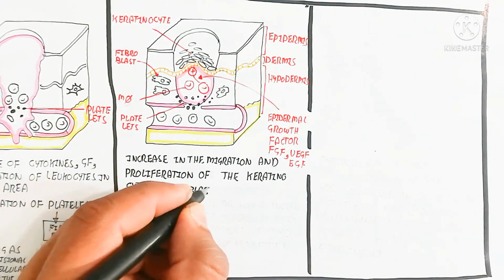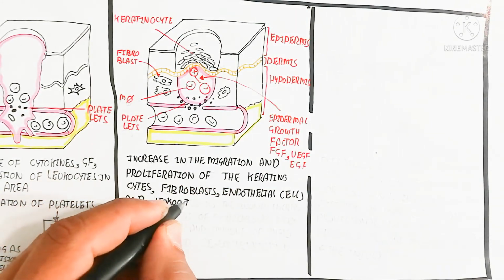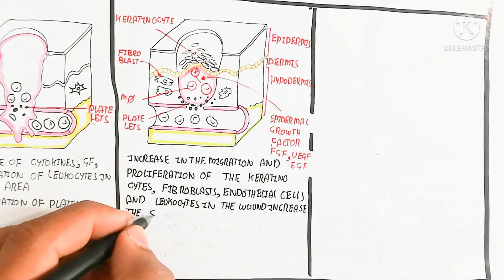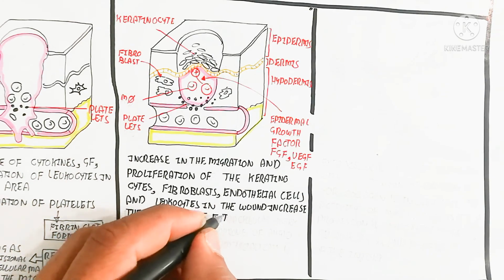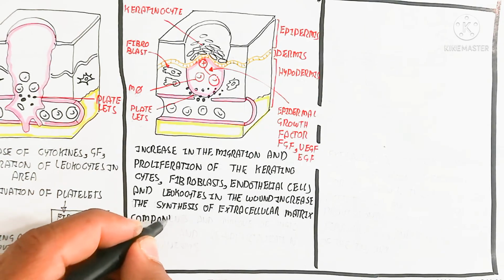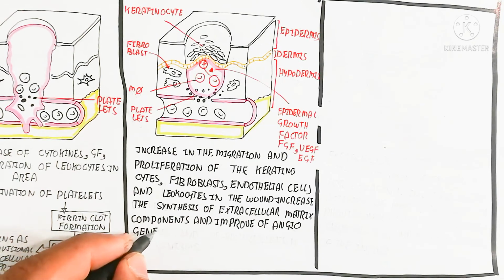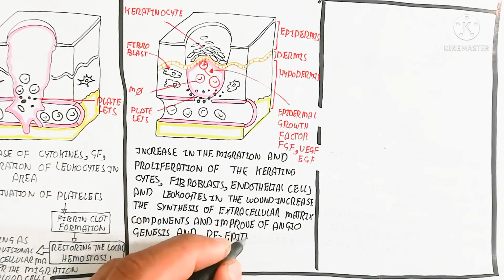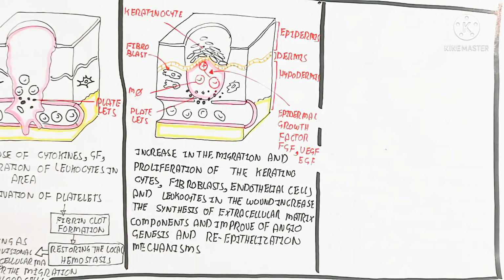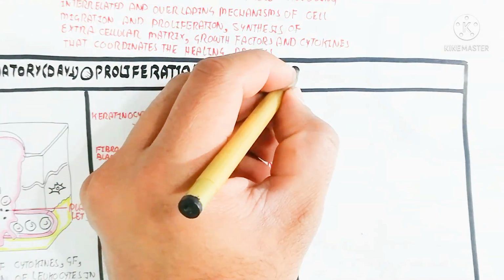The fibroblast also produces fibrin and makes the structural part of the skin. And the endothelial cells and leukocytes in the wound increase, and this increase is due to the synthesis of extracellular matrix components and improved angiogenesis. So the extracellular matrix will be produced and angiogenesis will improve. That is why these things occur.